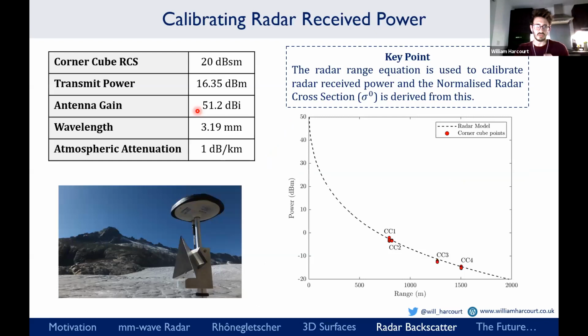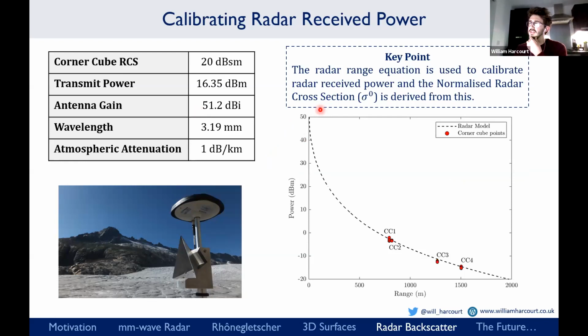But that was the raw radar receive power. That is uncalibrated. So what we need to do is find a way of quantifying the normalized radar cross-section, which is the main quantity of interest when we're talking about radar. And that quantity measures the area averaged backscatter for a given area.